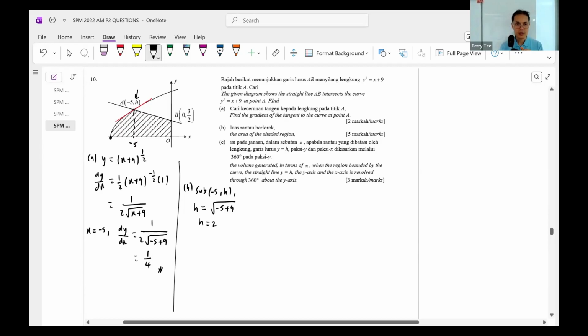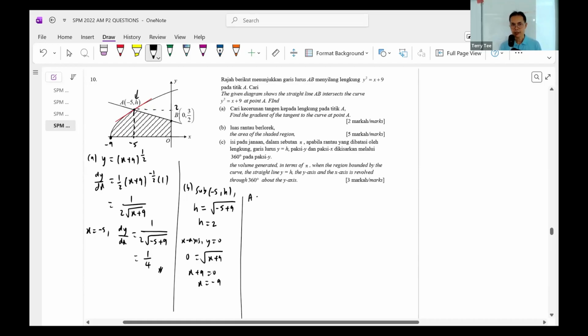So this is 2. This one is 3 over 2. So we know we can find the area of the trapezium. Now also at the x-axis, your y is 0. So 0 equals the square root of x plus 9. When you bring it over, x plus 9 is 0, x is negative 9. So this is negative 9.